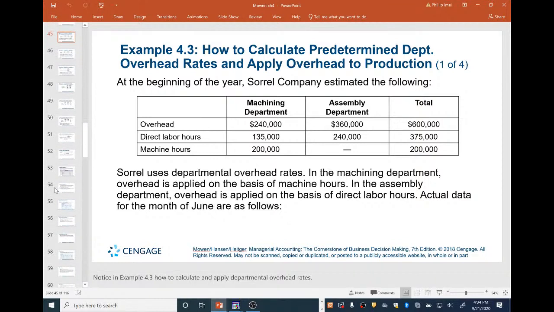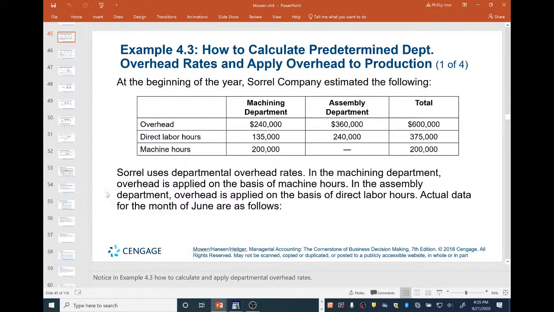So let's look at one more little example here: how to calculate predetermined department overhead rates and apply overhead to production. We can see here we have the machining department, the assembly department, and then the total, working from left to right, right? And we can see whatever the relevant item is, here's overhead, direct labor hours, and then machine hours.